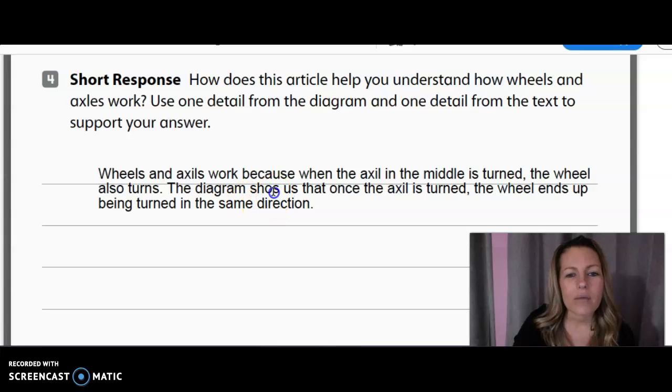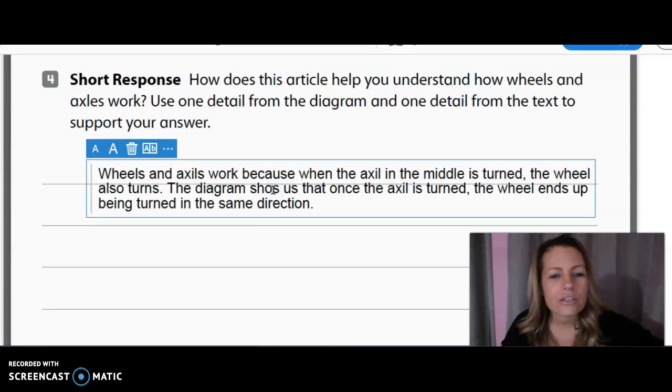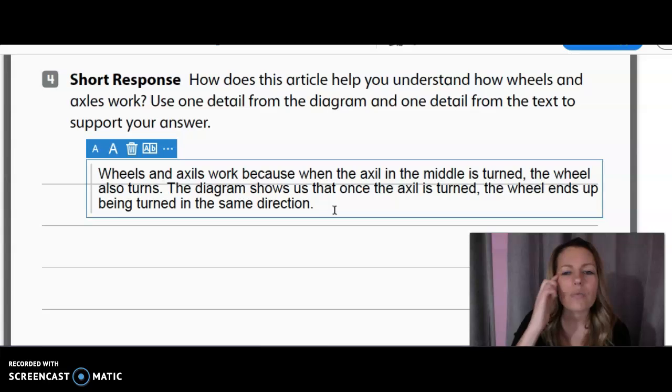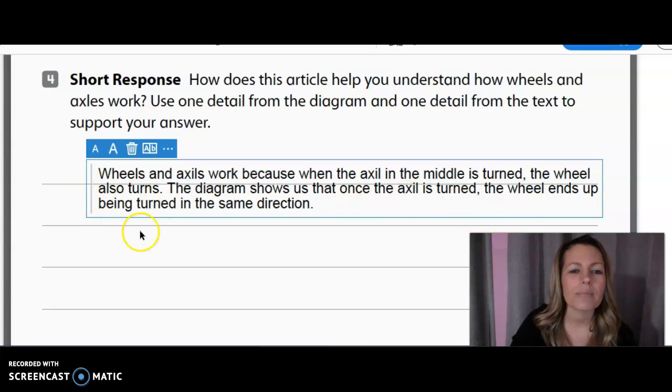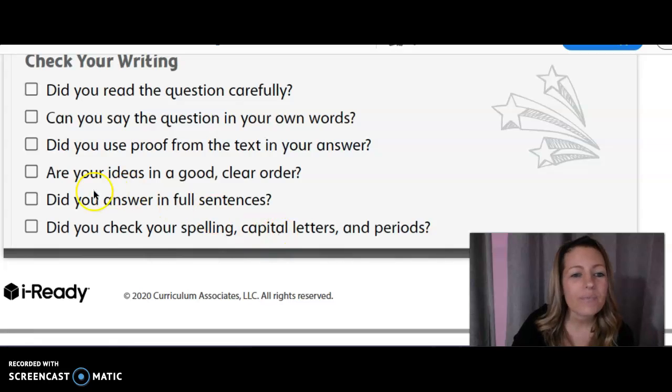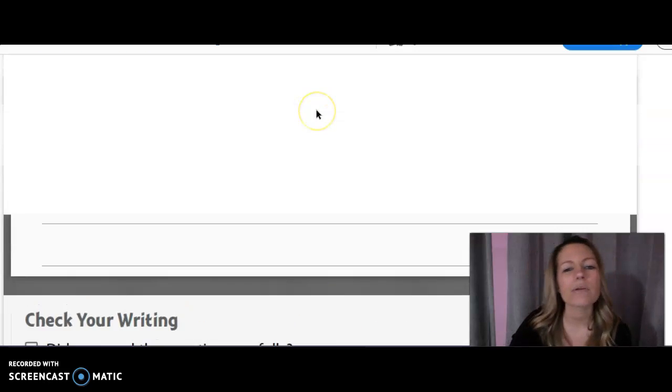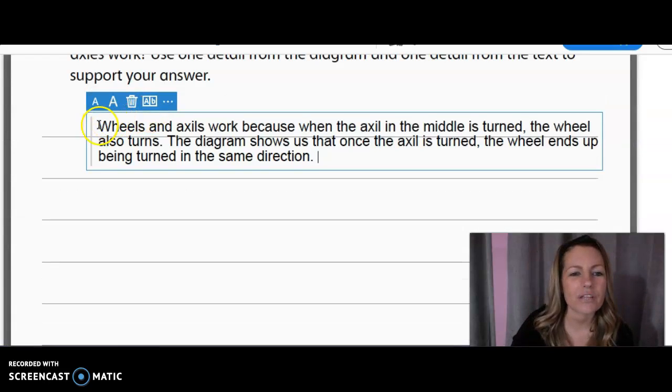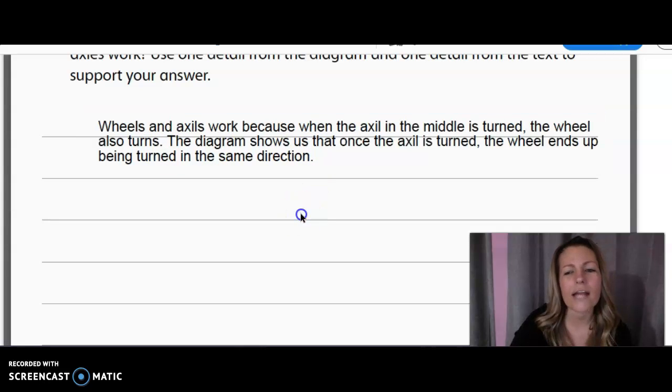The diagram, whoops, I forgot my H. The diagram shows us that once the axle is turned, the wheel ends up being turned in the same direction. Okay, sounds pretty good to me. Did you answer in full sentences? Yes. And did you check your spelling, capital letters, and periods? Let me check to make sure that all of my capitals look good in the beginning of my sentences. Good. Do I have my periods at the end of my sentences? Perfect. All right, so I am A-okay.